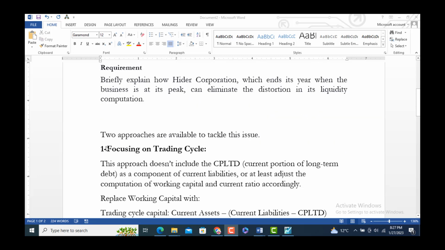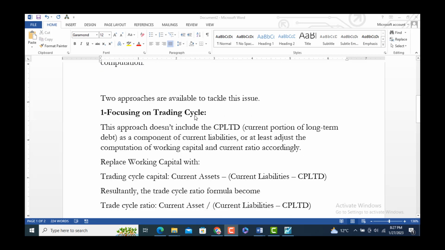Two approaches are available to tackle this issue, distortion in liquidity. The first approach is to focus on the trading cycle. This approach doesn't include the CPLTD, which is the current portion of long-term debt, as a component of current liabilities, or at least adjusts the computation of working capital and current ratio accordingly. As you know, current ratio is equal to current asset divided by current liabilities, and working capital is current asset minus current liabilities.